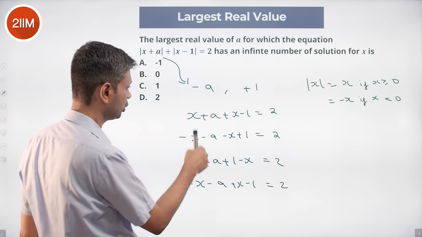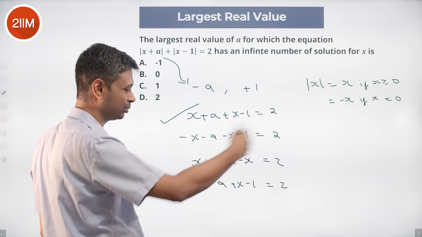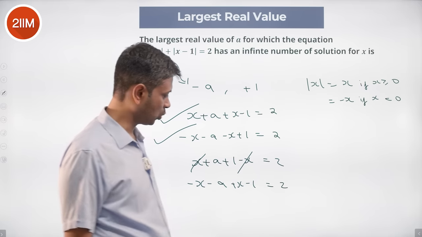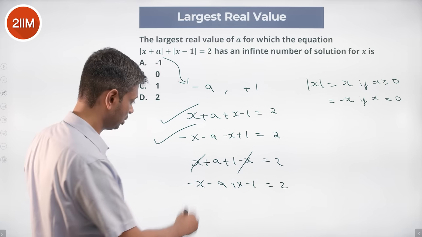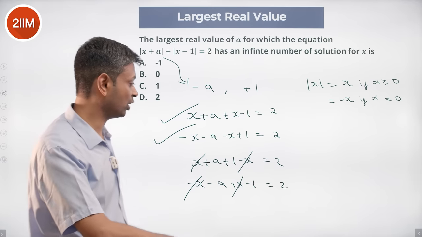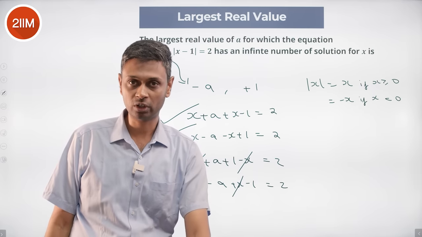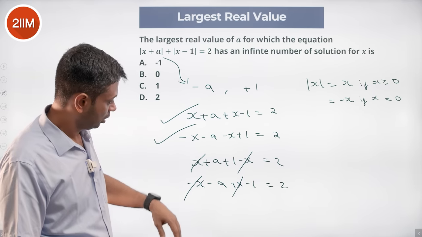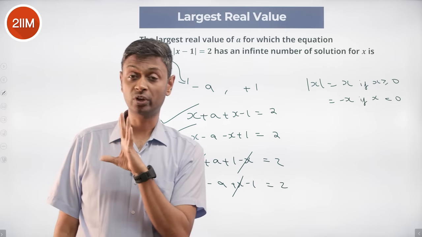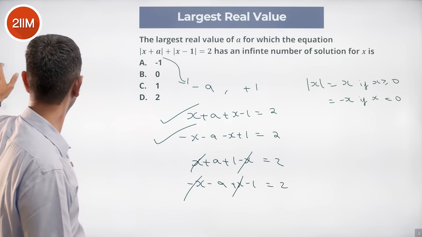You solve for this, we get 2x equal to 3 minus a, we get 2 solutions. We get minus 2x equal to 1 plus a, we get 2 solutions. You solve for this, a plus 1 equal to 2, a is 1. You solve for this, we get minus a equal to 3, a is minus 3. If a were 1 or minus 3, any x will hold good here. That's what we are solving for. Therefore, a could be 1 or minus 3, and the largest value is 1. That's the algebraic brute force way of solving it. The visual method, a beautiful method, works better than the longer method.